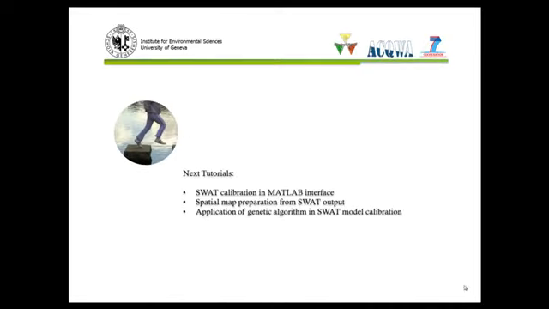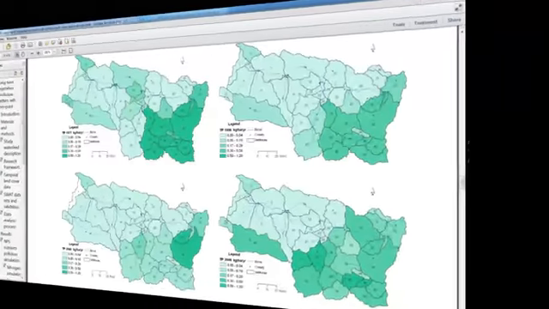In my next tutorial I'm going to put SWAT calibration in the MATLAB interface, and we'll prepare some spatial maps, and then we'll go for automatic calibration using a genetic algorithm, and then we'll make some spatial maps.